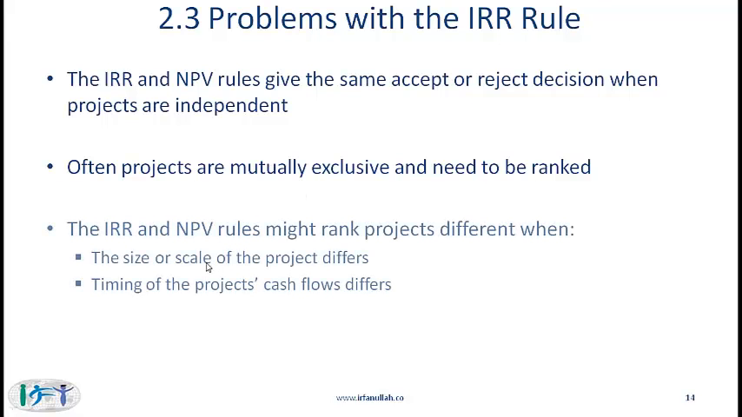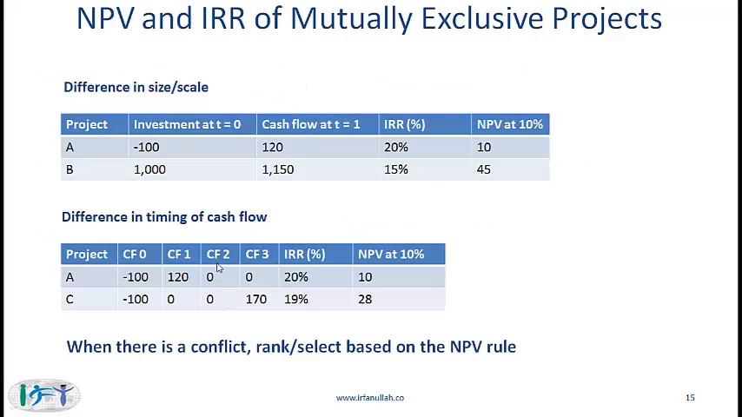Now, we can rank using NPV or we can rank using IRR. The problem is that with mutually exclusive projects, the IRR and NPV rules might not rank projects in the same way. Differences can arise if the size or scale of the projects is different, or if the timing of the project's cash flows are different. Let's look at some simple examples. First, related to difference in size.